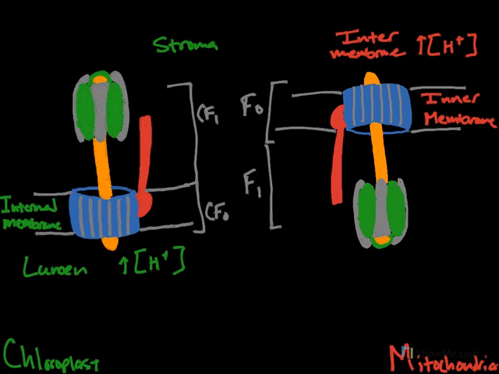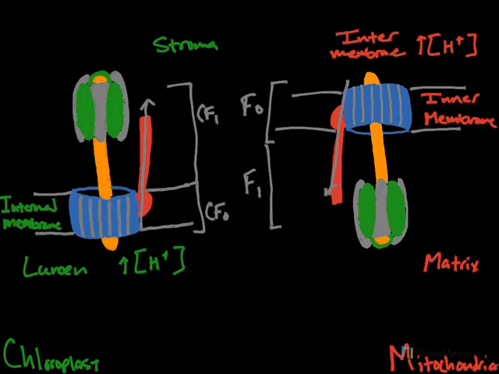Our F sub-zero particles are going to be the ones directly interacting with protons, and our F1 particles are going to be the catalytic sites for the formation of ATP. In the mitochondria, the protons are going to travel through our F sub-zero particle and into the matrix. And in our chloroplast, the protons will be traveling from the lumen into the stroma.